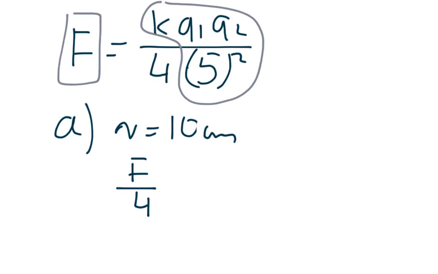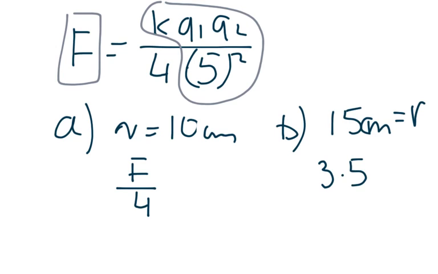So for question B, we have 15 centimeters, the distance, right? So how do we get from 5 to 15? We just multiply by 3, and this is our initial distance, and then this 3 will be squared, so that would be 9, and it's going to be in the denominator. You probably should know what it should be.